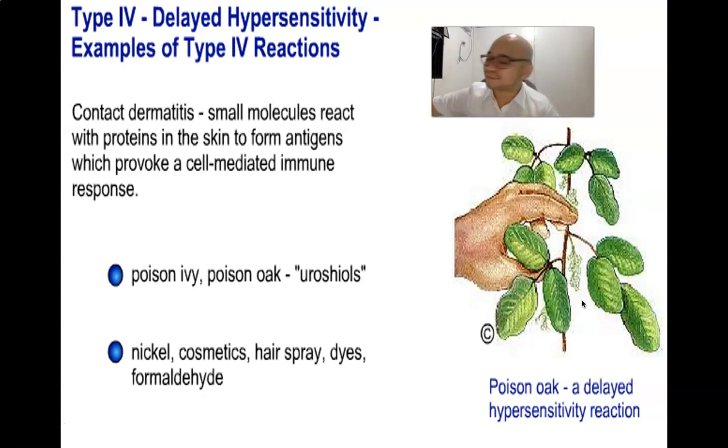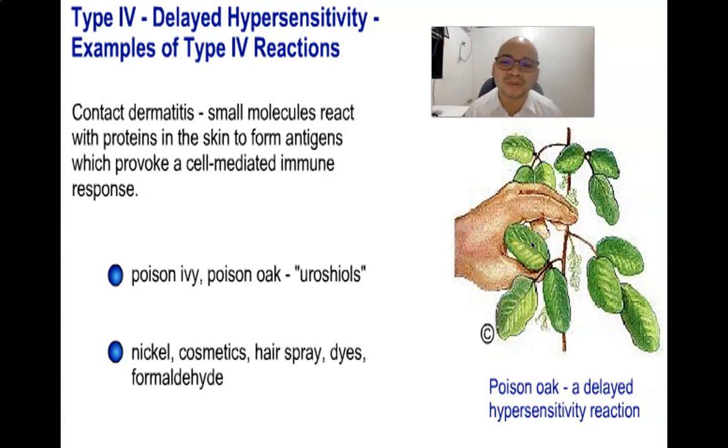Poison ivy has, whenever you touch poison ivy, the so-called urushiols. Okay, so that's the active substance found in poison ivy. Type 4 hypersensitivity or contact dermatitis is not only manifested upon exposure to poison ivy.